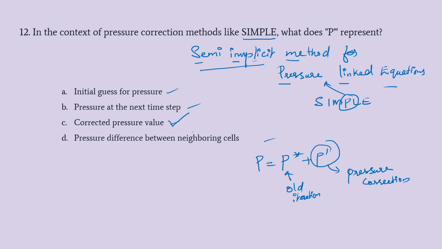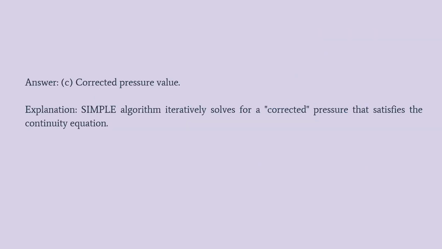Our actual pressure P is a corrected pressure. So the corrected pressure is equal to P star, that is the old or known value of pressure, plus a pressure correction. And this corrected pressure is what we use in the pressure linked equations of SIMPLE.